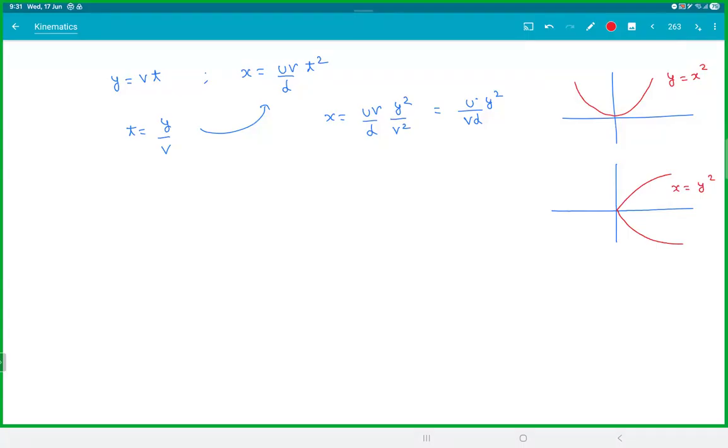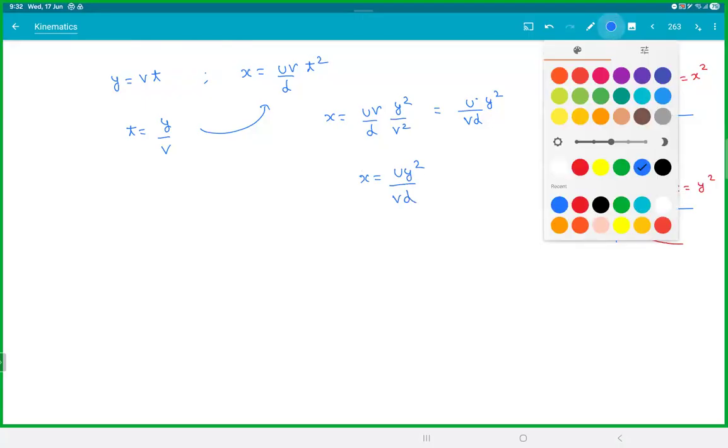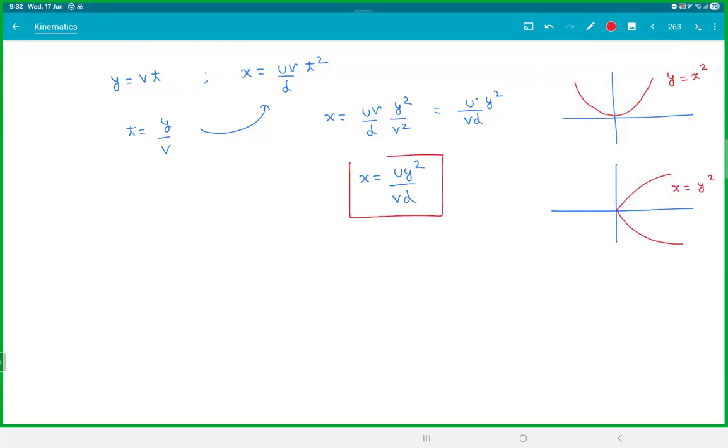So horizontal parabolas will look like this. So this is a horizontal parabola. This is x is equal to uy square by vd. Again, this is only valid up to d by 2. We are doing only for the first half. Perfect. So if you want to draw the trajectory, how does it look? So let me calculate that also.